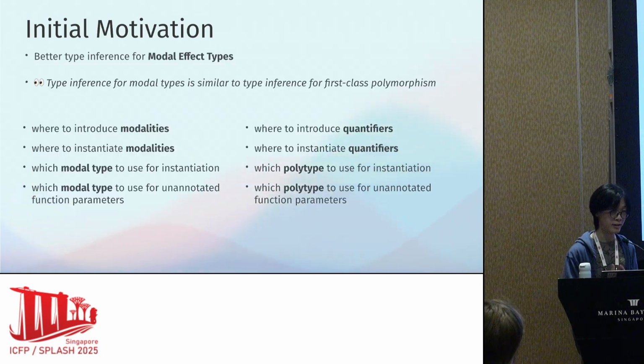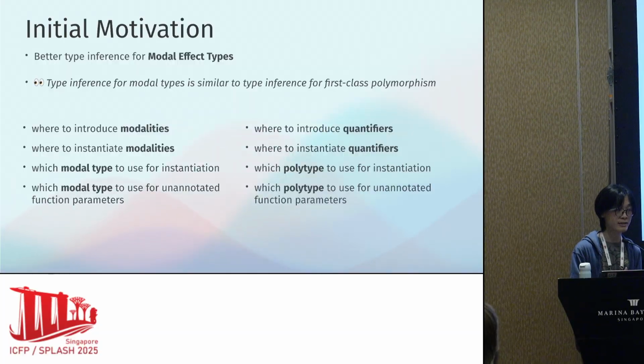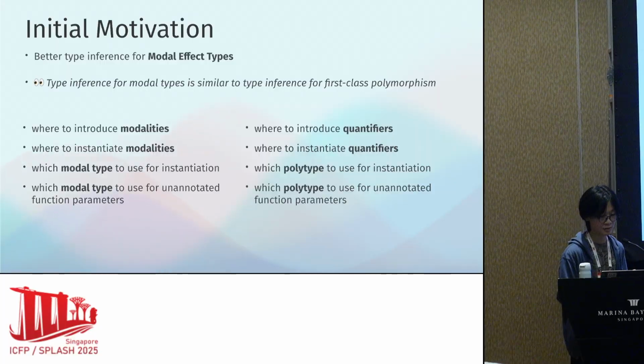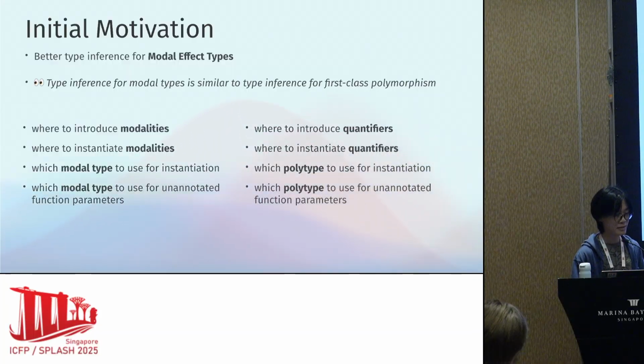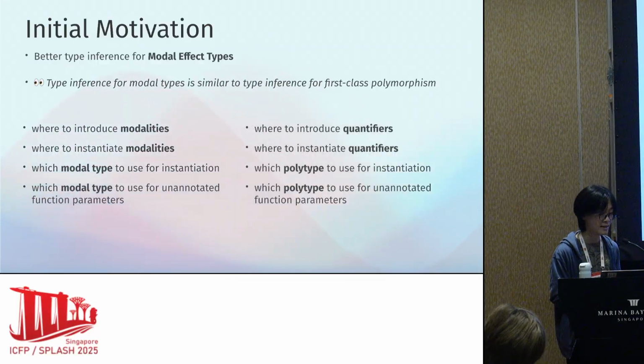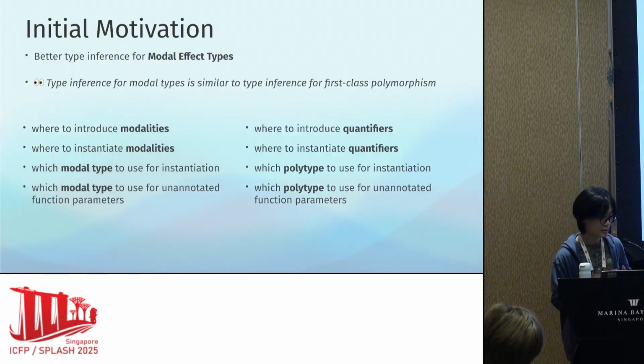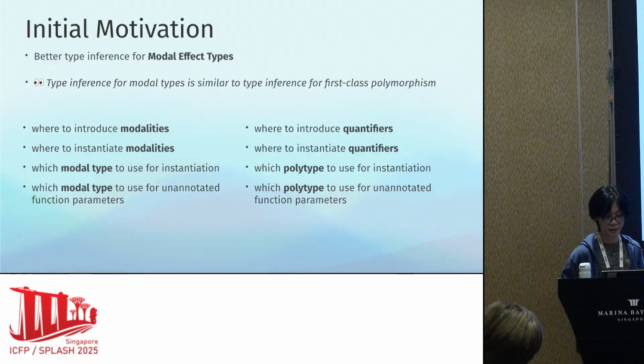The key observation here is that type inference for modal types is very similar to type inference for first-class polymorphism. As I have shown before, for first-class polymorphism, we want to infer where to introduce and instantiate quantifiers, and when doing instantiation, which polytype we use, and for function parameters, which polytype to use. For type inference for modal types, we want to infer where to introduce and eliminate modalities, and when we instantiate a polytype, which modal type we can use, and for a function parameter, which modal type we can use.